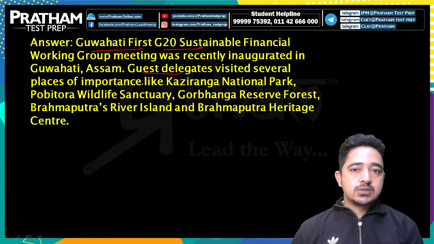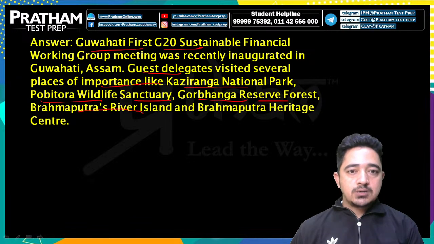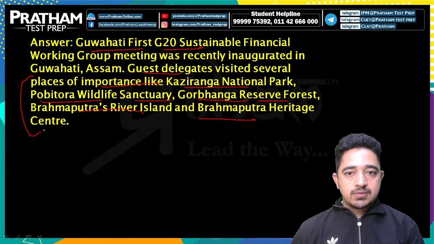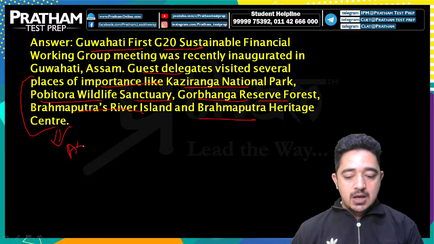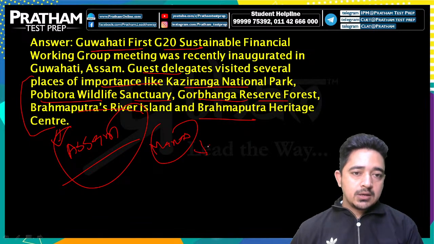Guest delegates visit several places of importance like Kaziranga National Park, Pobitora Wildlife Sanctuary, Gudbanga Reserve Forest, Brahmaputra River Island, and Brahmaputra Heritage Center. All these sites are located in Assam. And Manas National Park is also located in Assam.